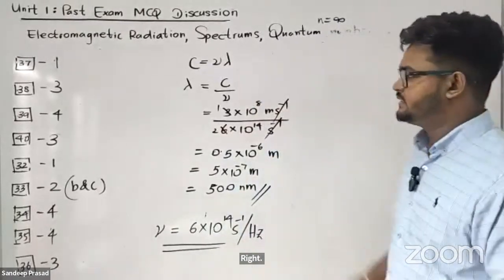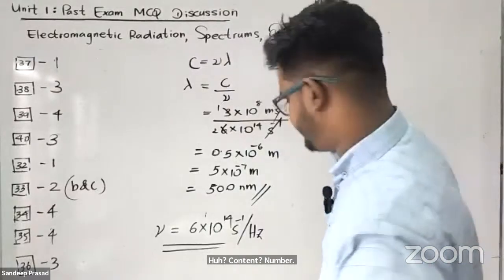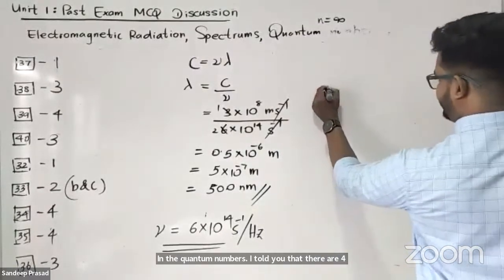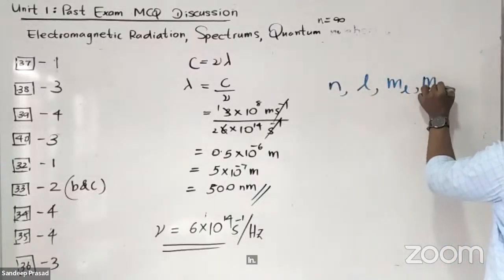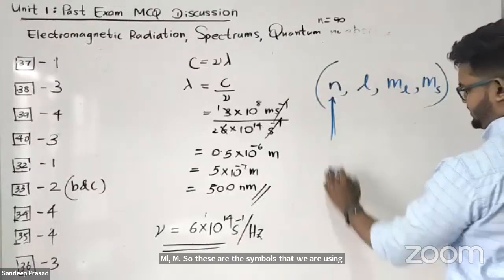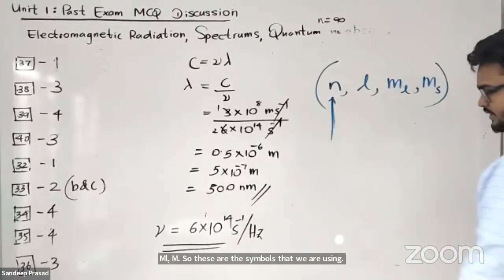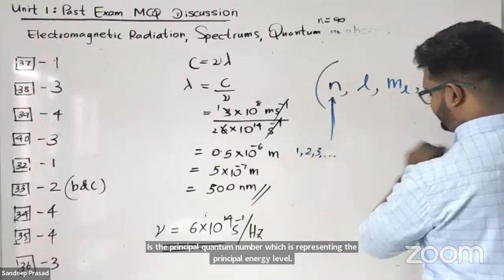In the quantum numbers, I told you that there are 4 types of quantum numbers. So what are they? n, l, ml, ms. These are the symbols that we are using. n is the principal quantum number, representing the principal energy level. It can have the values 1, 2, 3 up to infinity.